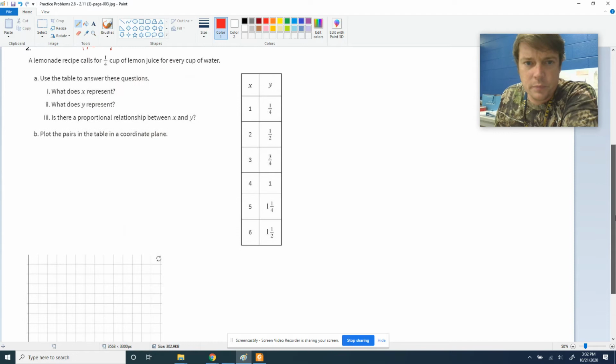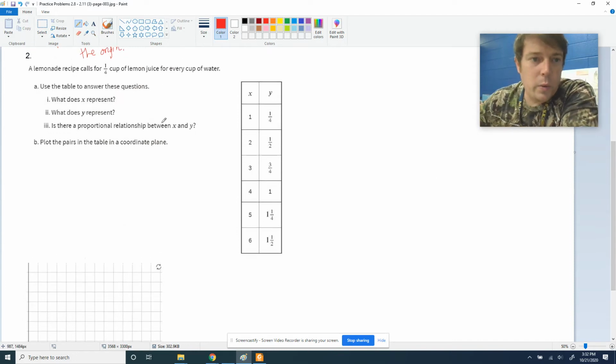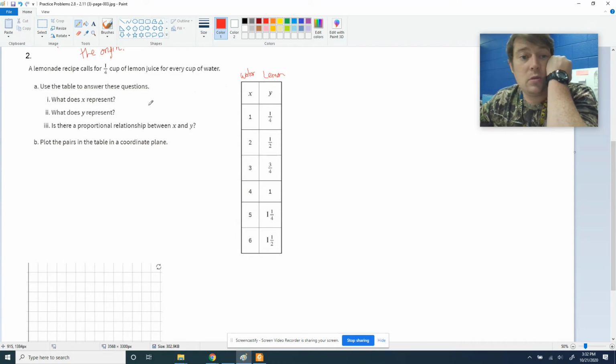So over here, speaking of boxes, we have to represent this lemonade recipe that calls for a quarter cup of lemon juice for every cup of water. So you can see this is water over here. For every 1 cup of water, we have a 1/4 cup of lemon juice. So here's the relationship. Use the table to answer the questions. Well, I kind of already answered the first part. X represents water because every cup, 1. And then the Y represents the juice, which was a 1/4 cup. So that was lemon juice. All right, so we already got that nailed down.